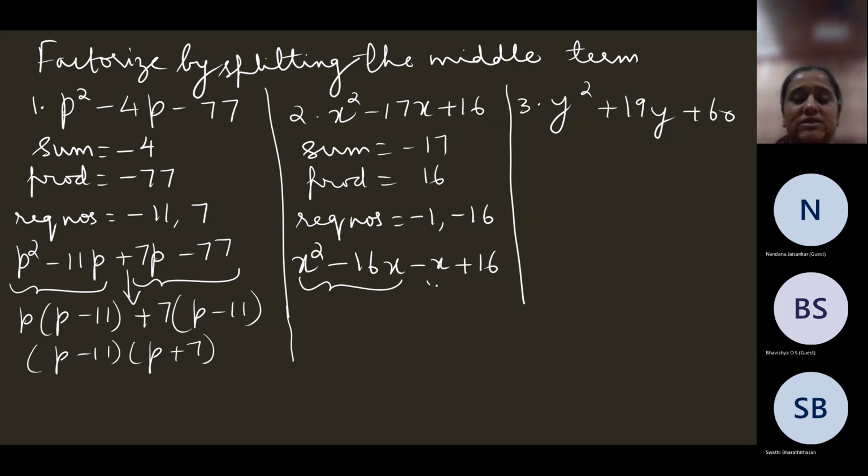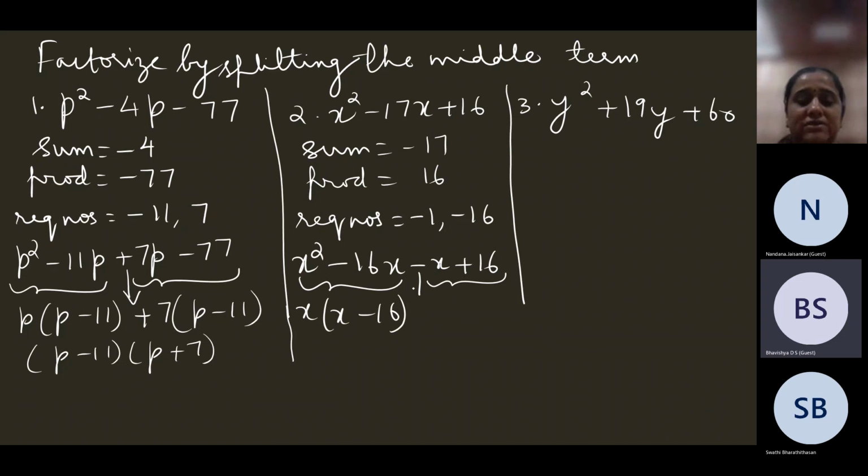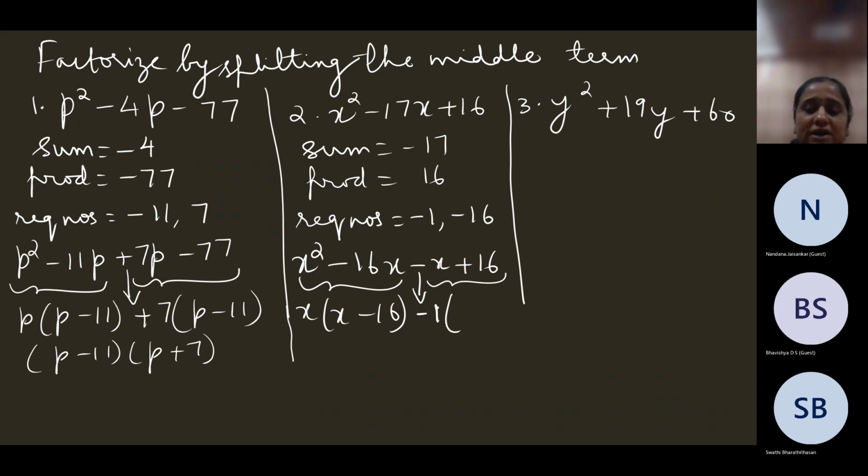So group the first two terms, last two terms. X is common, x minus 16. Then this minus will come down as it is. X and 16, there's nothing common. That means 1 should be taken out. You should write a number here. If there's nothing common, that means 1 is common. 1 into x is x. Minus into minus plus, 1 into 16 is 16. So x minus 16 into x minus 1.